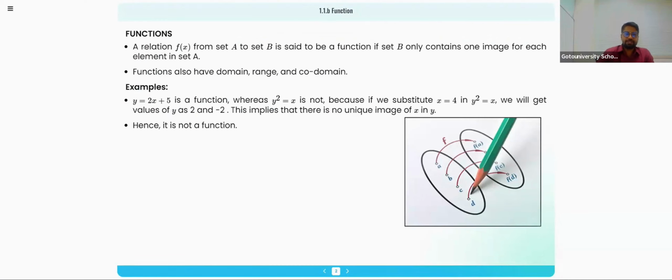What is the rule? Please read this. A relation f of x from set A to set B is said to be a function if set B only contains one image for each element of A. Okay, so let me give an example by using a mapping method.